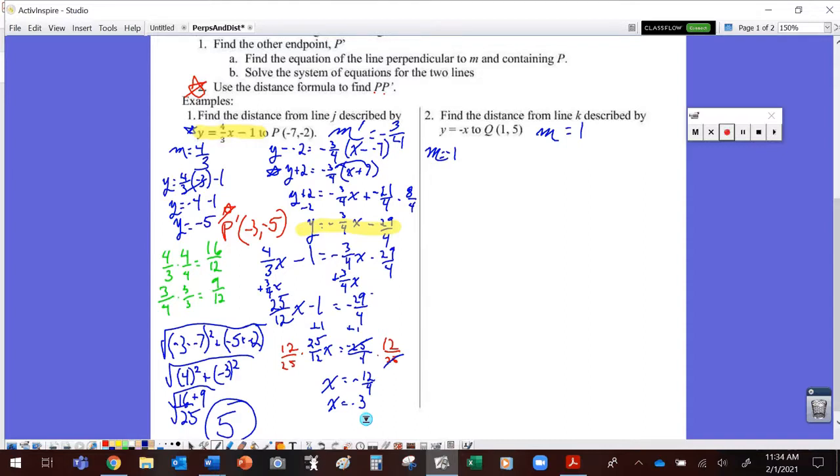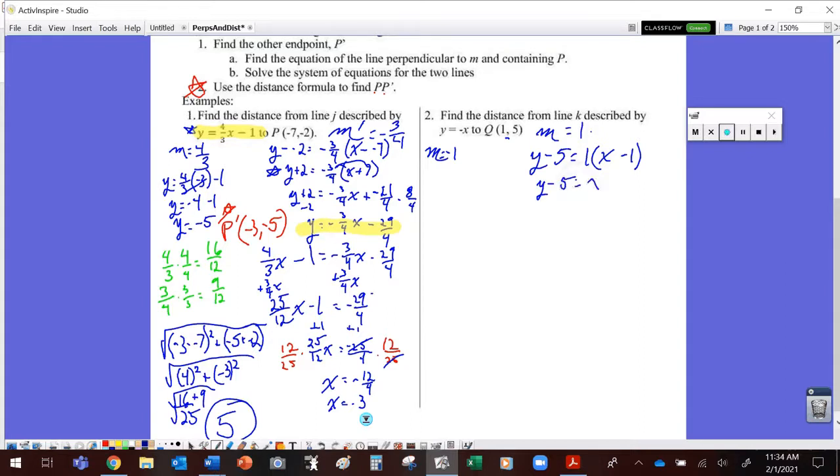So the equation of the line containing a slope of 1 and (x1, y1) of (1, 5) would be y minus 5 equals 1 times the quantity x minus 1. And to make this equation a little bit easier to work with, we'll distribute that 1, so we'll have y minus 5.